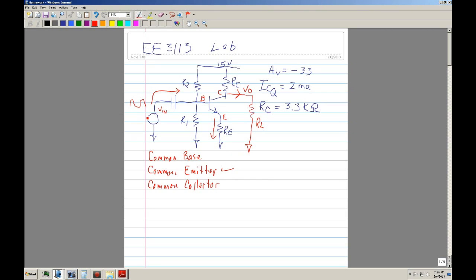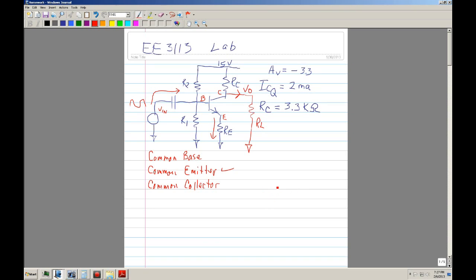So you can think of it this way. Okay, signal is coming into the base and it's coming out of the collector. Which is the terminal not used? Okay, signal comes in the base and it comes out of the collector. Which is not being used? So the emitter is common to both base and collector, so it's common emitter.